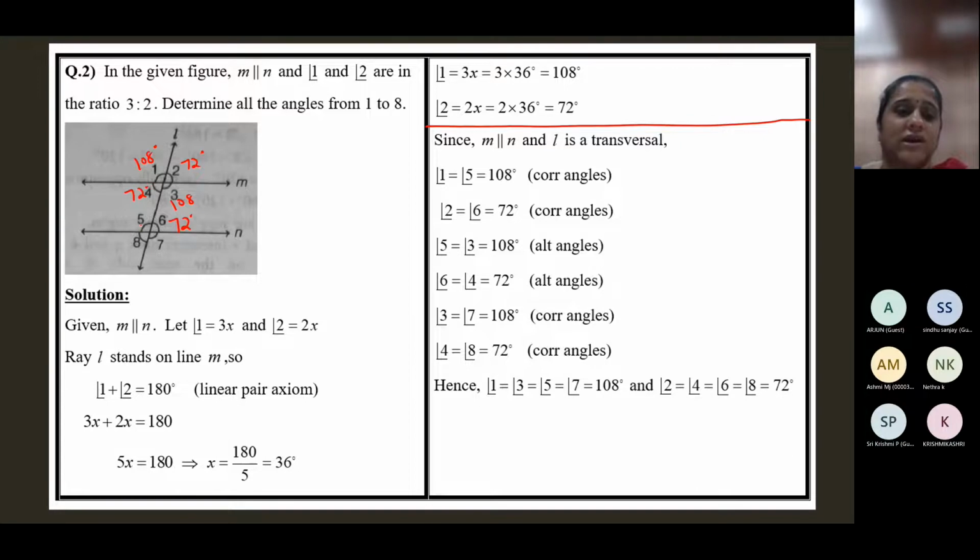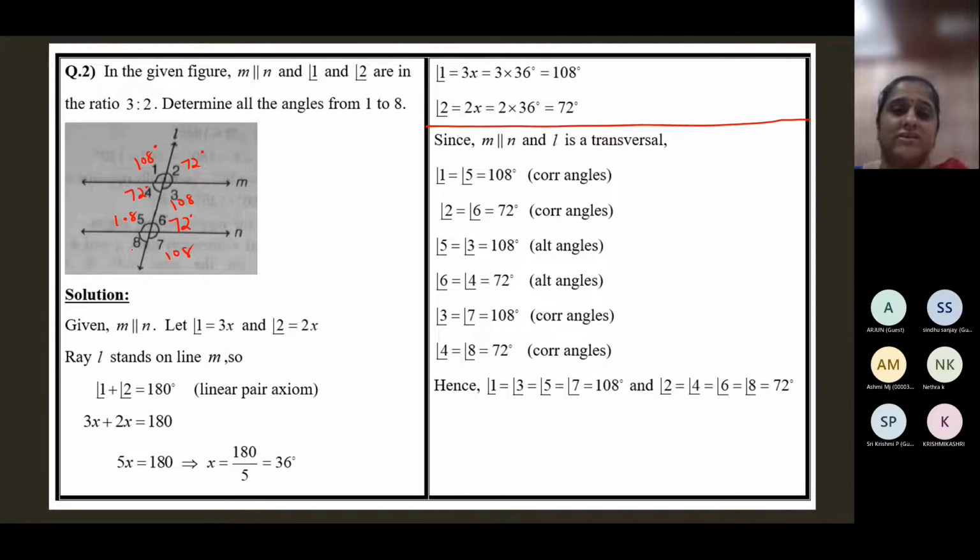Angle 3 is equal to angle 5, alternate interior angles are equal. So this is 108. After this, you can again say vertically opposite angles: 5 is equal to 7, vertically opposite angles are equal. So 7 is also 108 degrees.